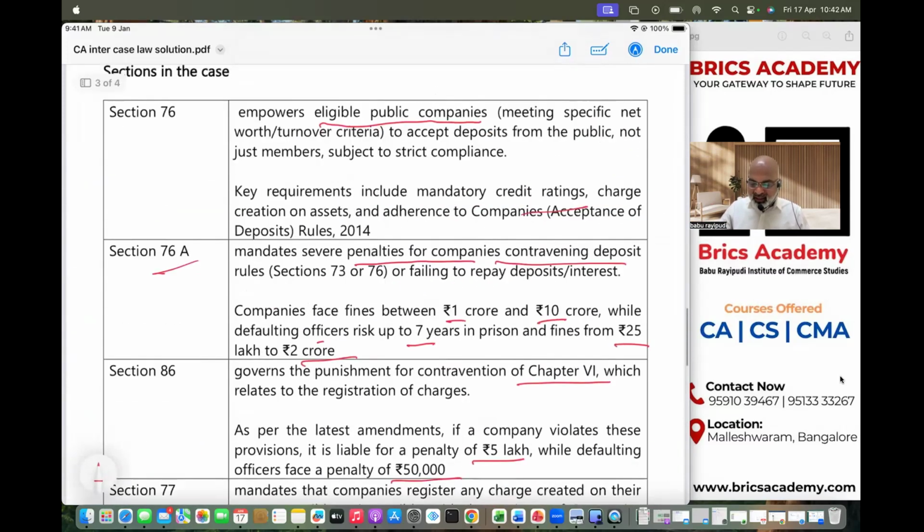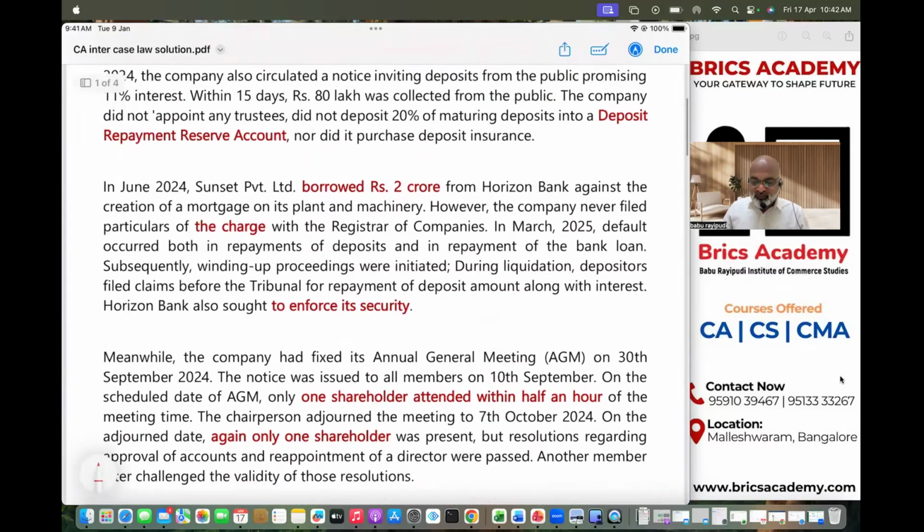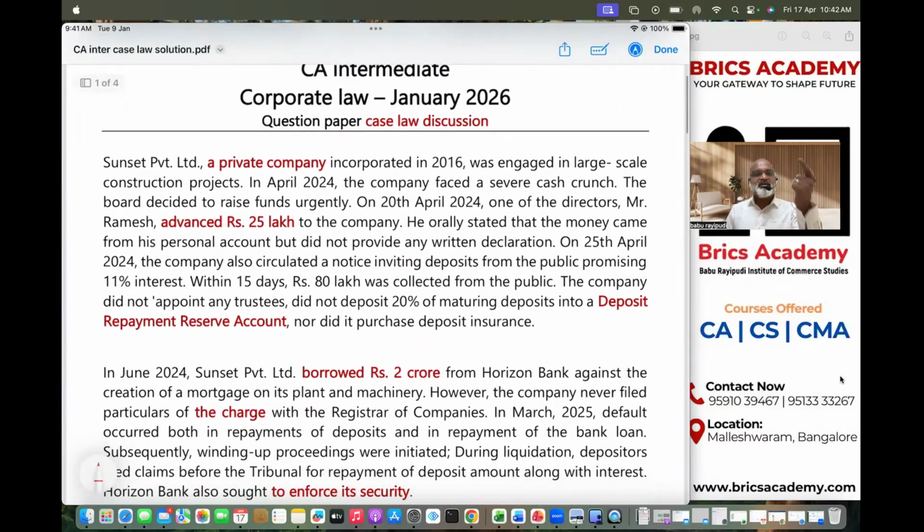Now, after understanding the sections, after immediately thinking about the sections, go to the case law. See there, I'm reading fast. Sunset Private Limited, a private company. First of all, he's saying it's a private company. And the company faced severe cash constraints. These are all general information to consume your time. Some of the paragraphs are there.